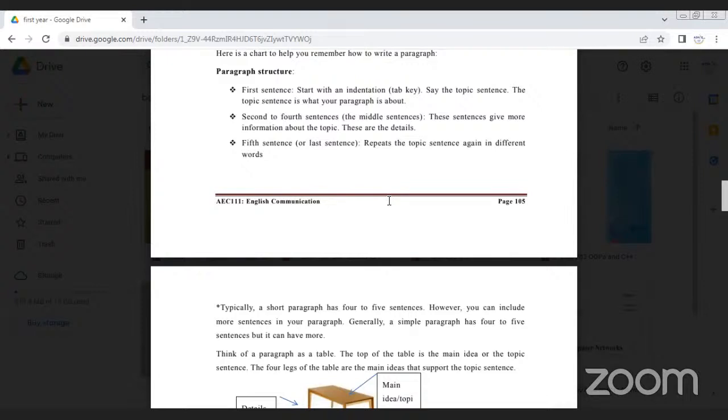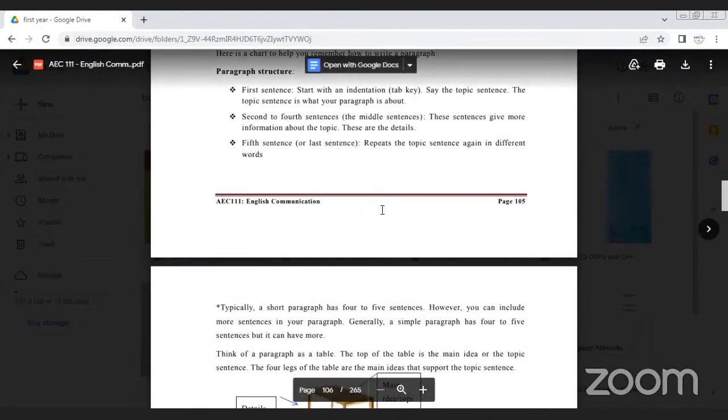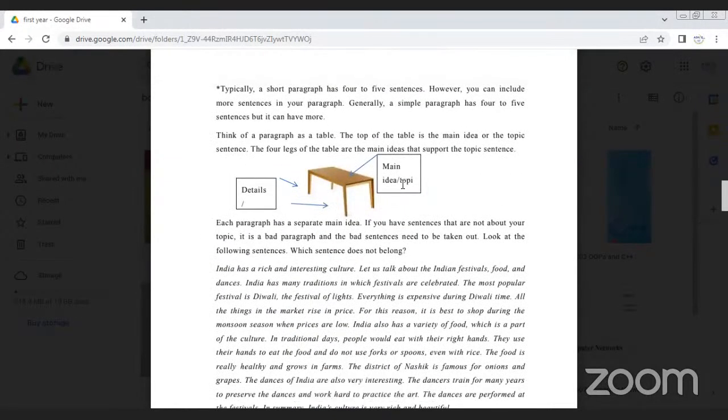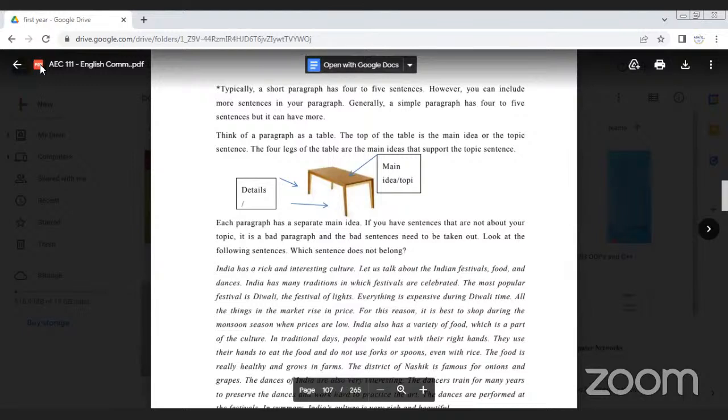Then the second to fourth sentences are the middle sentences. These sentences give more information about the topic. These are the details, and in the details you have to write in detail. Then the fifth or last sentence repeats the topic sentence again in different words. You have to repeat the same first sentence here, but in different words. In this way you develop a paragraph. Typically, a short paragraph has 4 to 5 sentences.